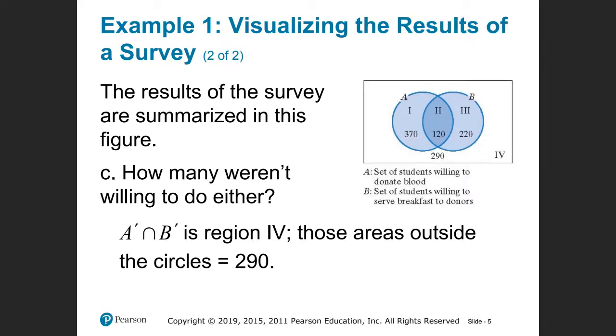Now we're going to consider how many weren't willing to do either. Okay, well, set A is a set of students willing to donate blood. B is a set of students willing to serve breakfast. So we're looking at the complement of each of these. The complement of A intersect complement of B, which would be region 4 outside of both of the circles. And this would be 290.